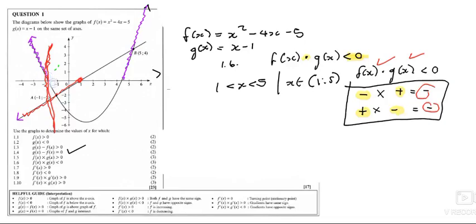The y values for f are positive. The y values for g are still negative. It is happening at the same time, right? Why doesn't it happen here? Because f is still below, so both of them are below. They're going to give you a positive answer, and we're looking for a negative answer.